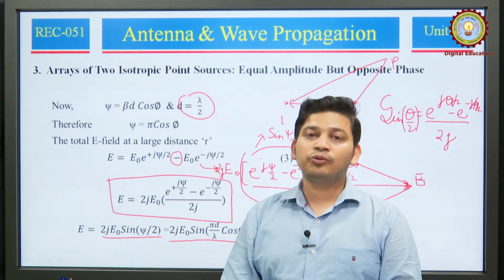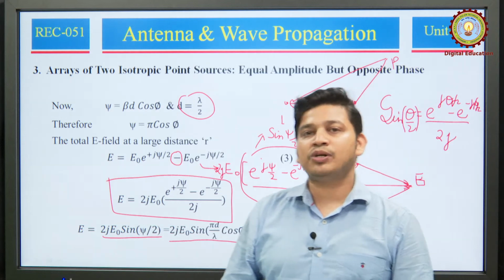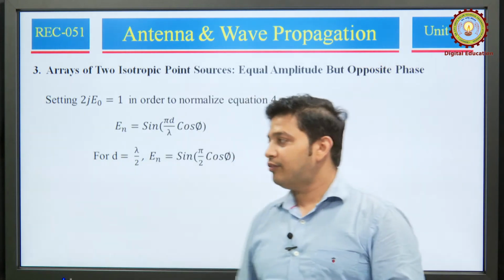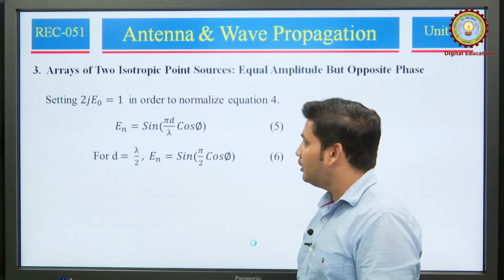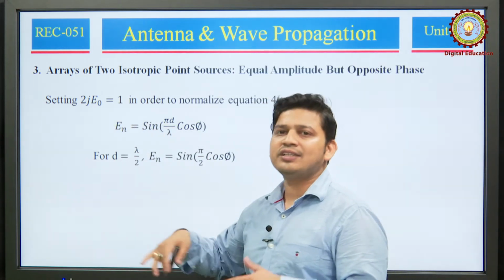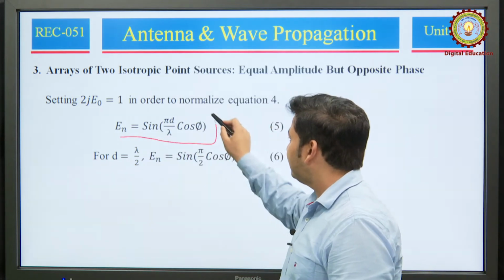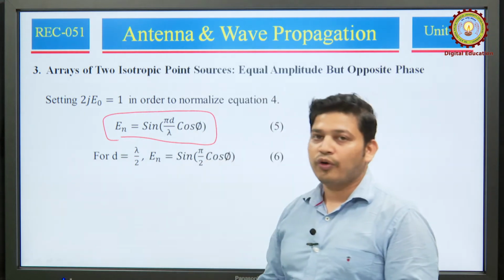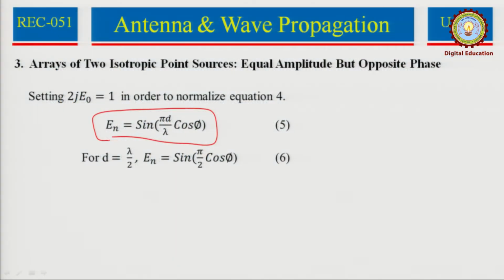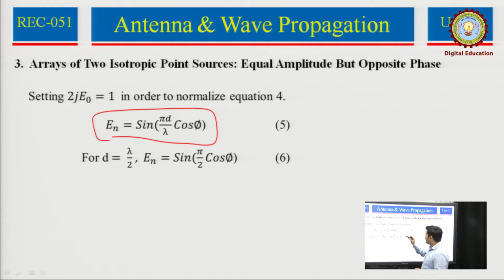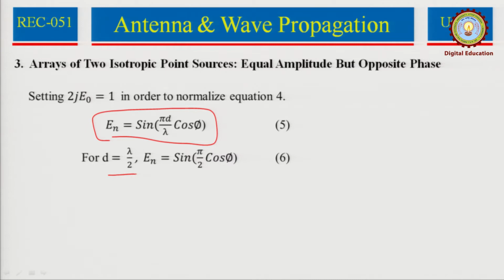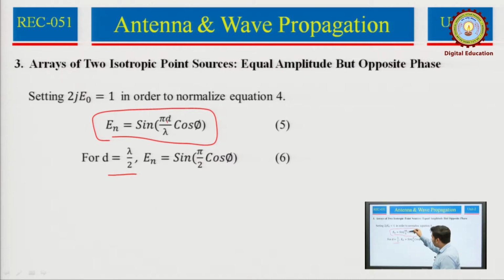Now, what do we have to do next? Normalize it with its maximum amplitude factor, rewriting our expression by dividing by the maximum value, or putting that value equal to 1. So, we get sin of (pi d by lambda times cos phi). Now, d is equal to lambda by 2. As soon as you put d equal to lambda by 2, E n is equal to sin of (pi by lambda times lambda by 2 cos phi). Lambda cancels out, so what remains is pi by 2 cos phi.